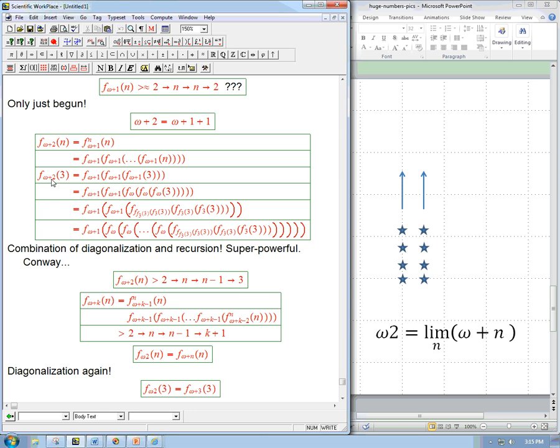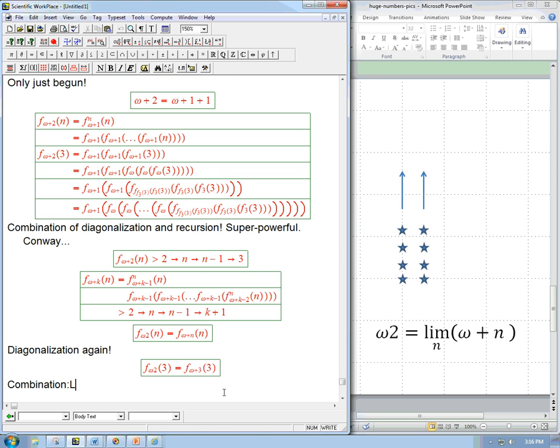Okay, and that is the kind of thing I was doing. Well, I did f omega plus 2, but it's not a lot more complicated than this. It expands out in terms of f omega plus 2s, that expands out in terms of f omega plus 1s, and of course you get a fantastically, immensely huge number. But remember, the combination was the really powerful thing.